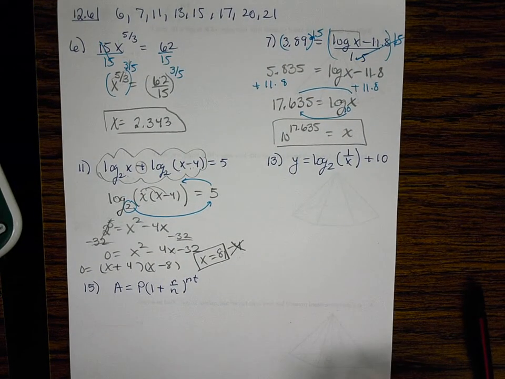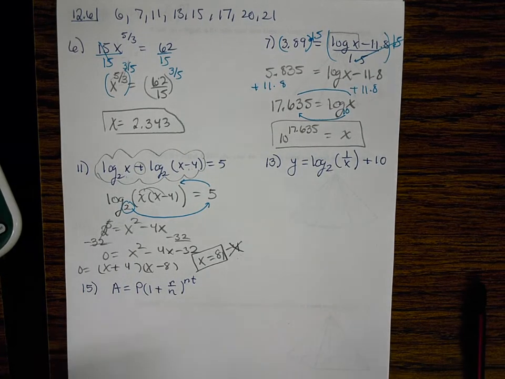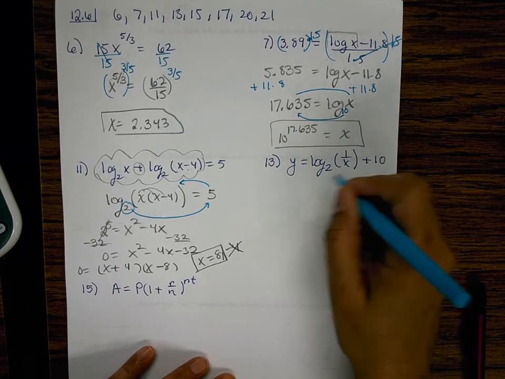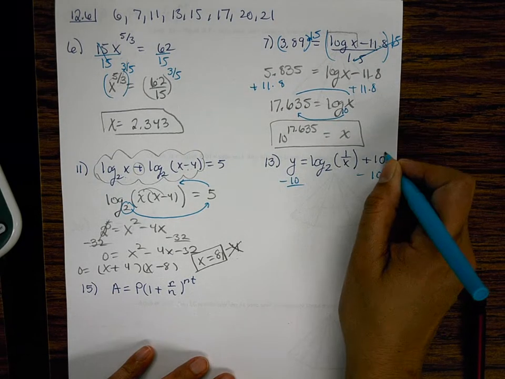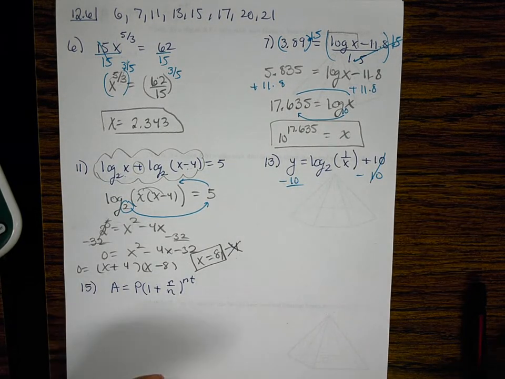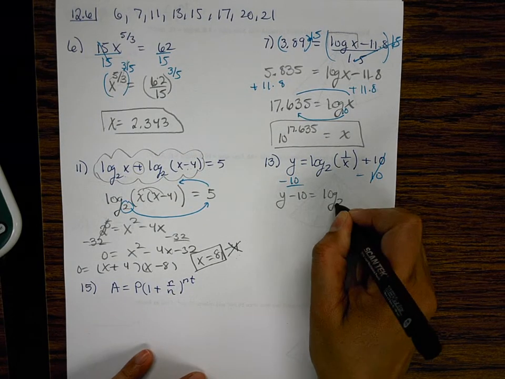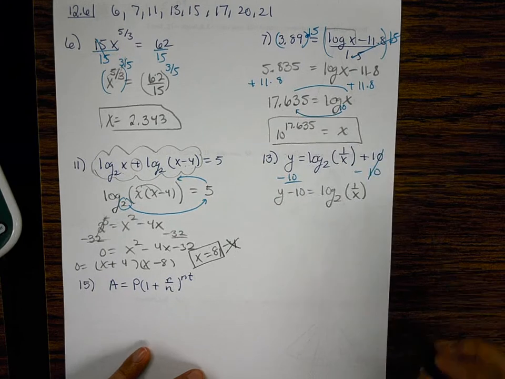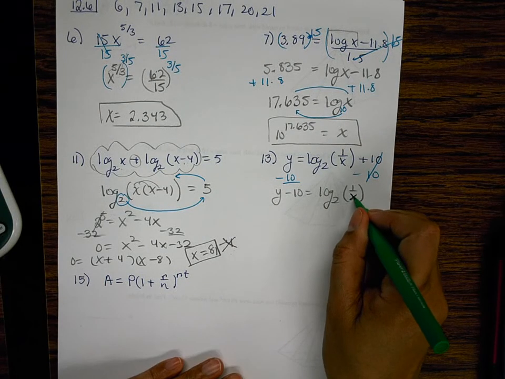All right, number 13 is asking us to solve for x in terms of y, and I did do something like this. It's different, but a solve for x type problem in terms of y in the notes. So I'm going to get the log by itself. That's y minus 10 equals log base 2 of 1 over x. And I want to get x by itself, and x is right here with the log, so I want to get rid of the log.